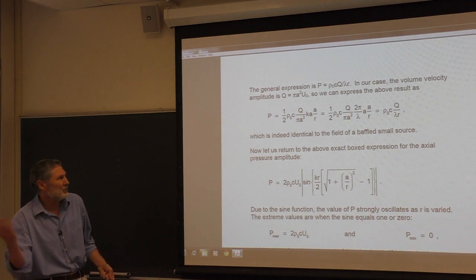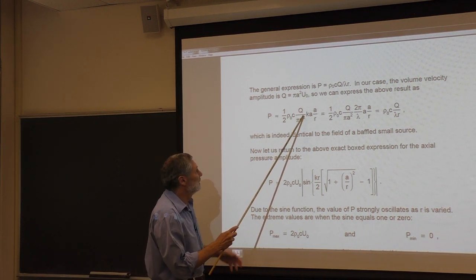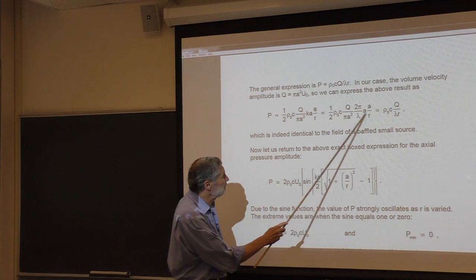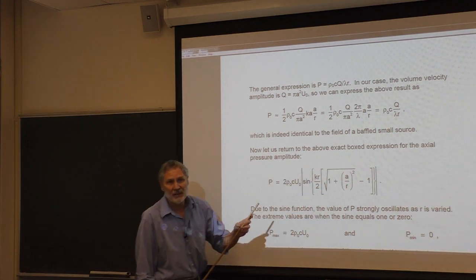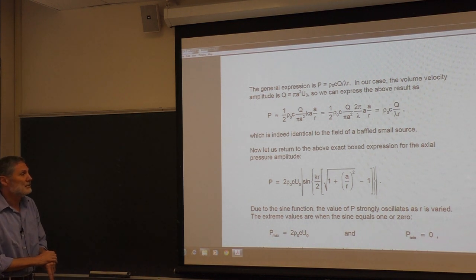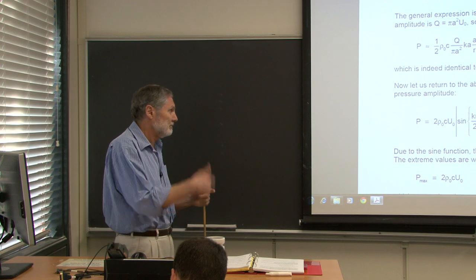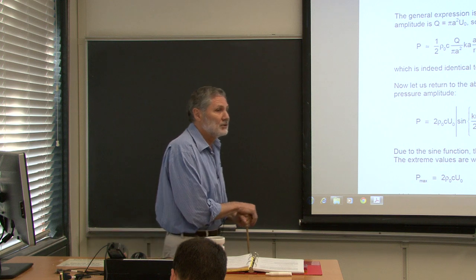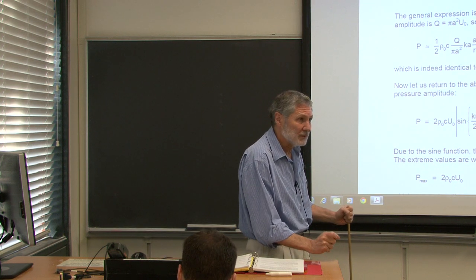There are different approaches here. That's what I did here. I eliminated u naught in favor of Q, and then I do this simplification. It's not trivial, but eventually we get the same answer. So that's a check on our solution. The solution has to reduce, even though it's not necessarily a small source. If you're on the axis and you're very far away, it's going to look like a small source. Everything's in phase.